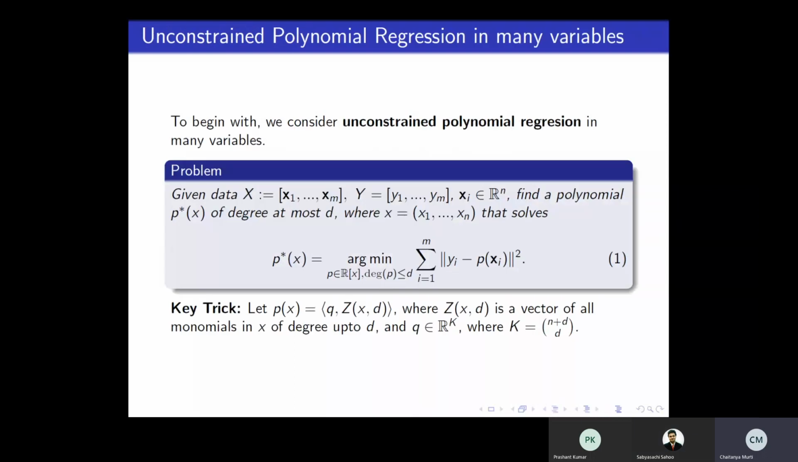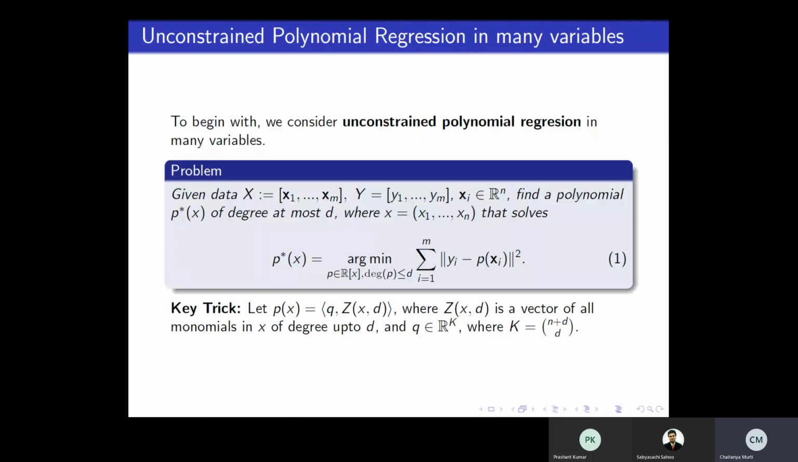So to begin with, let's talk about unconstrained polynomial regression. Given data X with the labels or outputs Y, we want to find a polynomial p star of degree at most d, and we have to decide a degree d, because that tells you how many parameters you have to solve for. Of course, your variables are in R^n, and p star satisfies this least squares optimization problem.